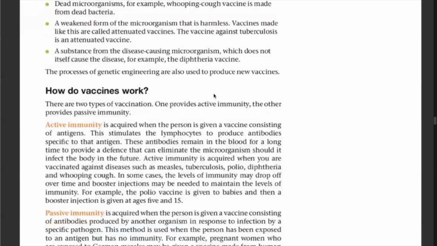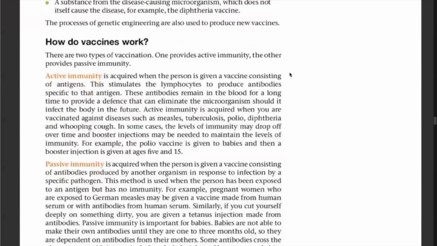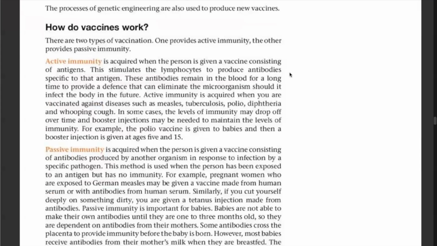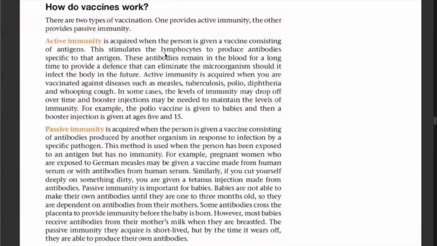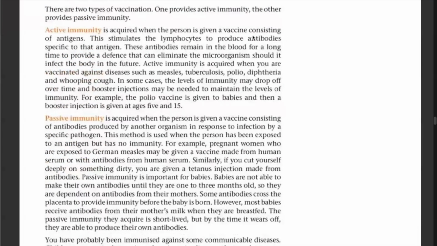Now, how do vaccines work? There are two types of vaccination. There is active and there is passive vaccination. One provides active immunity and the other provides what we call passive immunity. Now, active immunity is acquired when the person is given a vaccine consisting of antigens. This stimulates the lymphocytes to produce antibodies specific to that antigen. These antibodies remain in the blood for a long time to provide a defense that can eliminate the microorganism should it infect the body in the future.